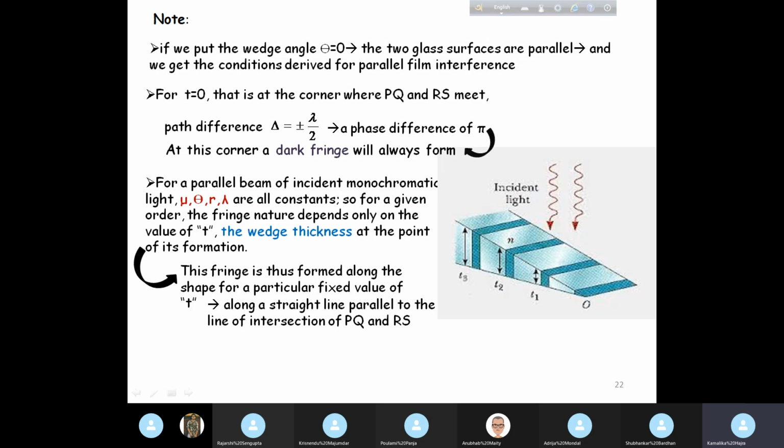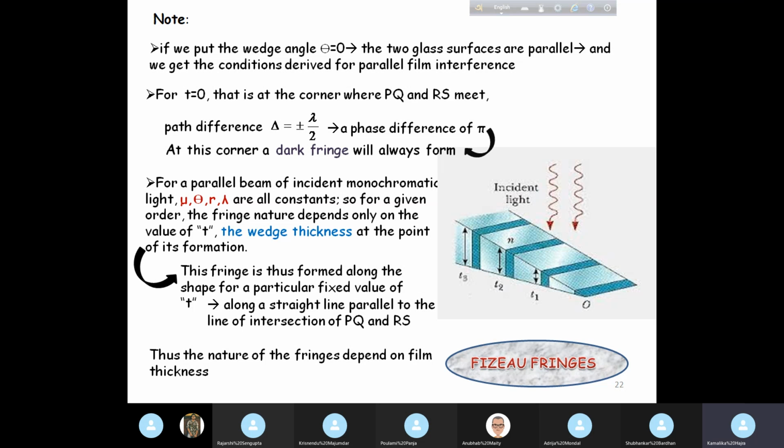They will be straight lines, alternately dark and bright, formed either as a bright straight line at a particular t or a dark straight line at a particular t. So it is entirely governed by the value of the thickness of the film at that point. Therefore these are called Fizeau fringes. These are no longer Haidinger fringes. This kind of fringe which forms depending on the thickness of the film has a special name.